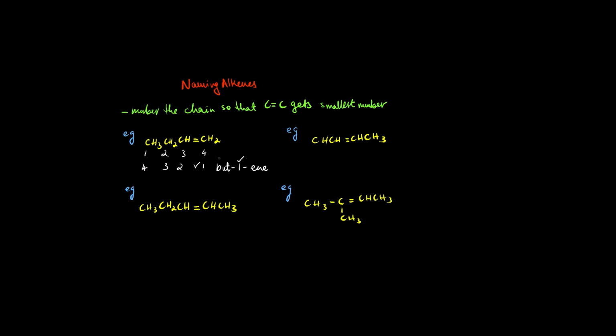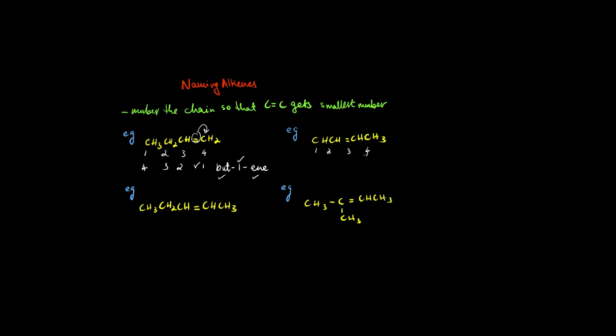Why is the 1 here? The 1 is here because the double carbon-carbon bond starts from the first carbon. The but is here because it is a 4-carbon alkene, and the ene is here because it is an alkene, and that is the suffix for it. All alkenes must end with an ene. So the 1 comes in the middle because this is the way that we write it. Okay, this is the tradition. Now let's look at the second one.